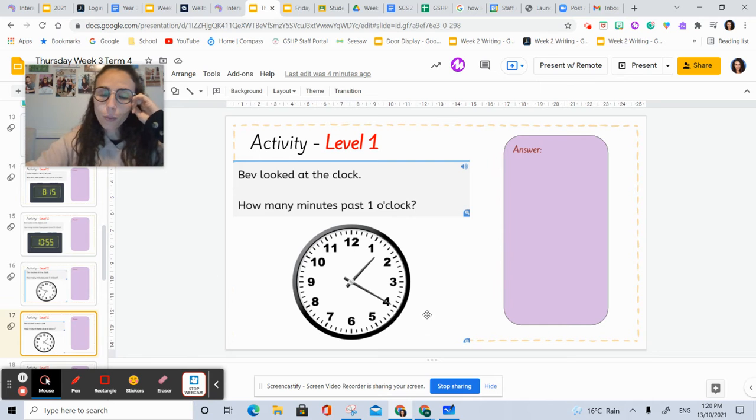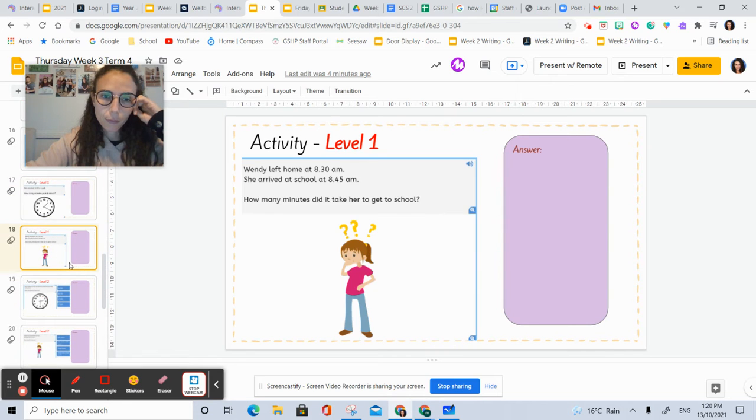The same thing, how many minutes have passed since 1 o'clock? Okay, so you have to look at your minute hand, count by fives. 5, 10, 15, what would that be? Wendy left home at 8:30 a.m. She arrived at school at 8:45 a.m. How many minutes have passed? So what's the difference between 8:30 and 8:45?